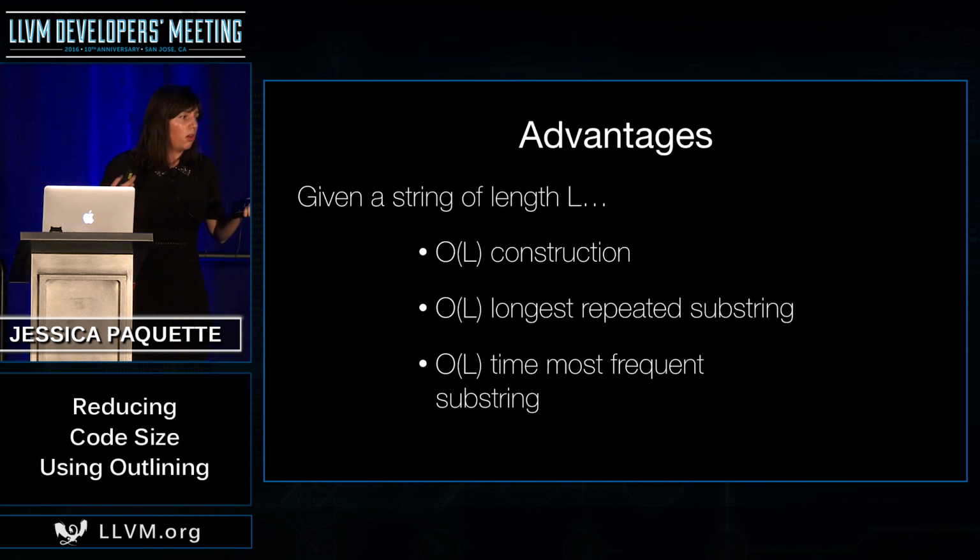This is kind of cool because we could come up with other cost models for outlining. For example, maybe there is a short substring that appears a lot, and it would be better to outline than a long substring that appears, say, 2 times.